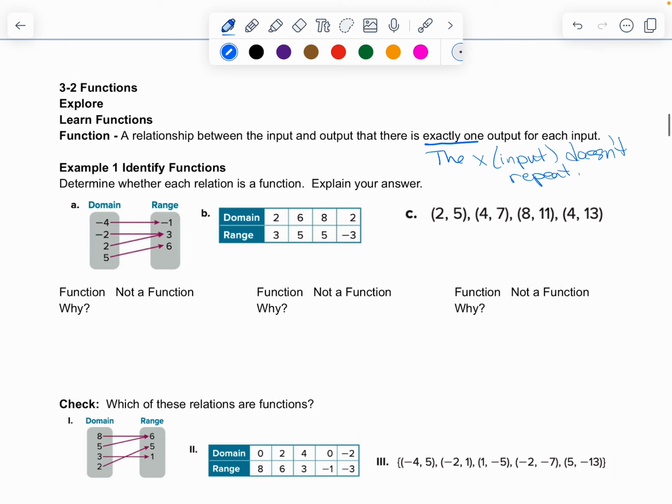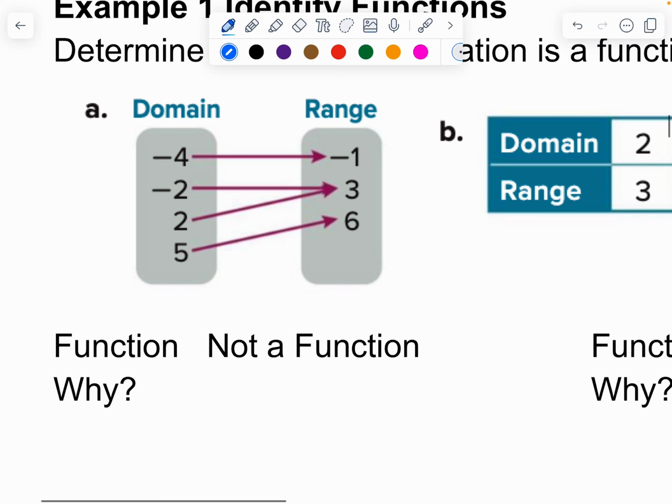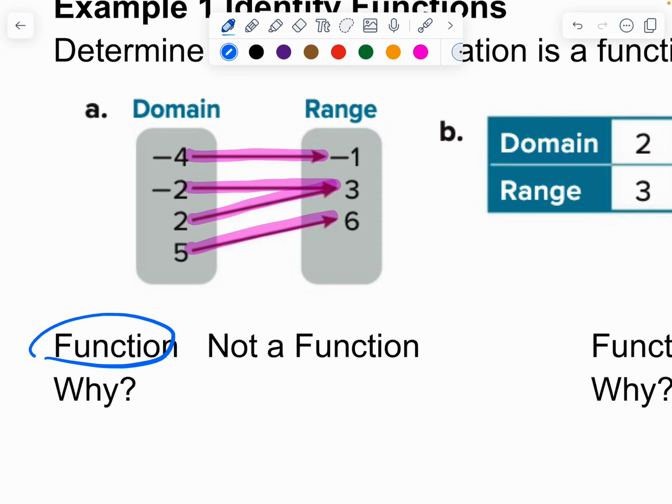So, determine whether each relation is a function. If I look at this on a mapping, the way you tell is, do you see how -4 only goes to one number? -2 goes to one number. 2 goes to one number. 5 goes to one number. That means that yes, this is a function.